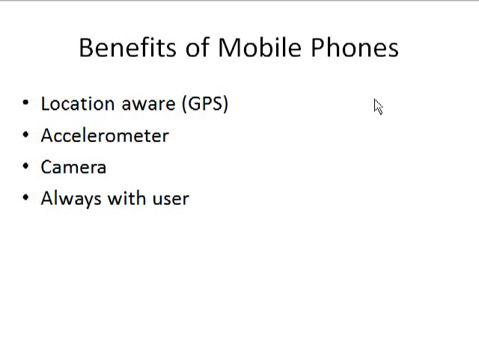Accelerometer, that's another thing you'll only get on a mobile device. That means how fast you are moving, how fast you are tilting the device. Camera, boy, that was a big one.